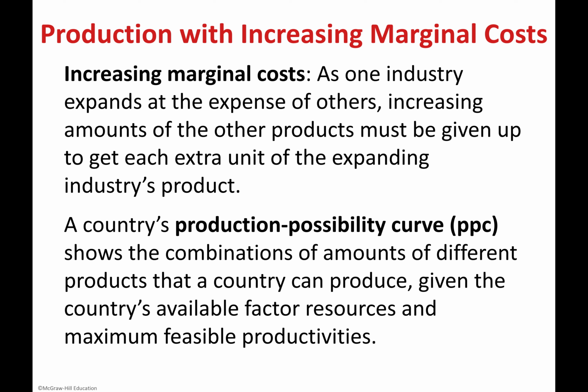And this fits in with the idea of the law of diminishing returns. As you expand the output in one industry, you're going to give up more of the production of the other industry. The reason why that is, as we're going to see in a second, is that when you move factors over from doing one thing to doing something else, some of those factors are really not appropriate for the production of that other good.